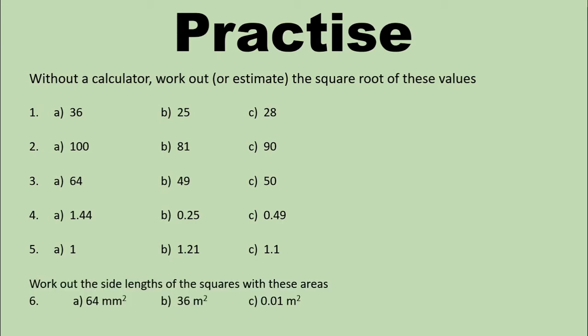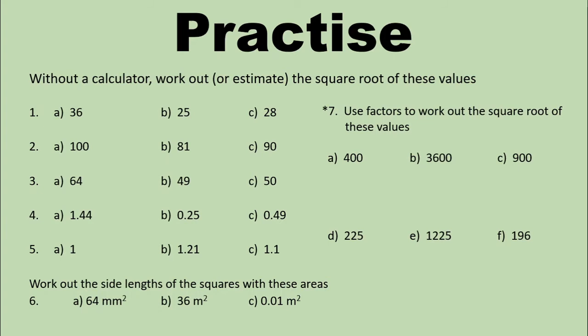And finally, question 6, I want you to work out the side lengths of the squares with these areas, just as we've just seen with those square diagrams. If you need an added challenge, hopefully you can use the theory that we used for square rooting decimal values to find the square roots of these values. Now they're quite high square values, but they are square values. Think about what their factors are.